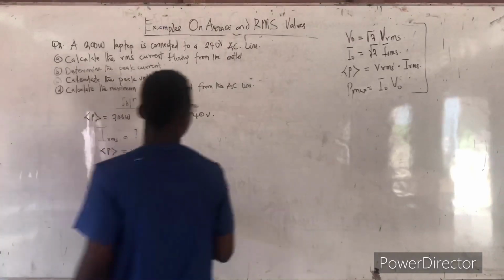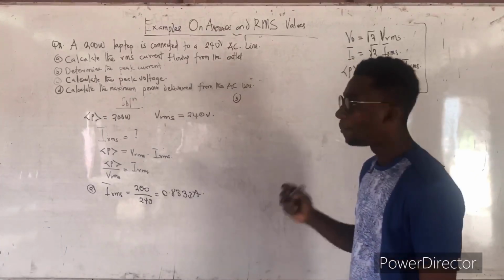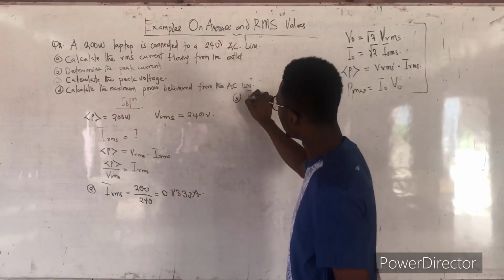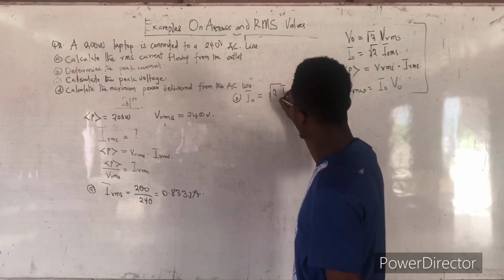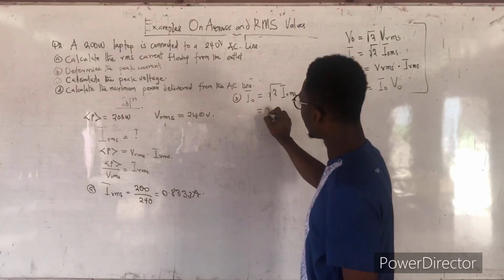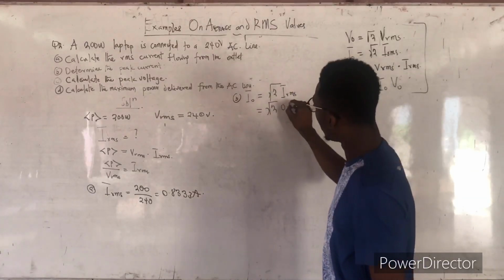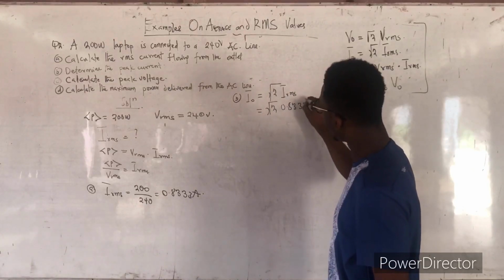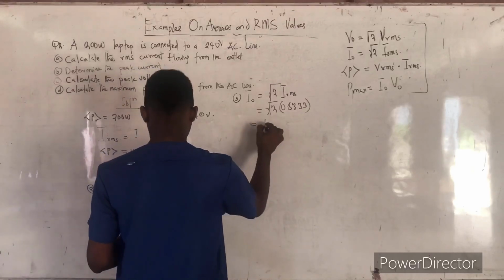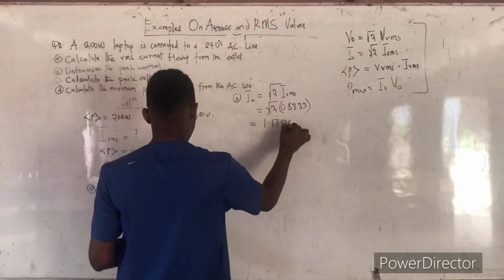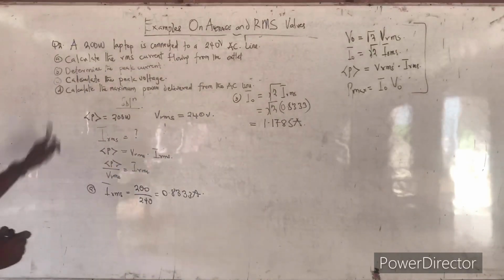Okay, so getting the IRMS, the B part, it says we should calculate the peak current. So the peak current is what? The I naught, and which is equal to root 2 times IRMS. So that is root 2 times the RMS we found here, which is 0.8333 ampere. And when you do this, you are getting 1.1785 ampere. This becomes your value for the peak current.